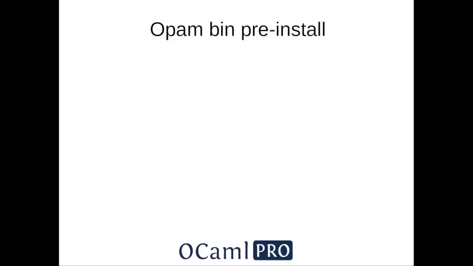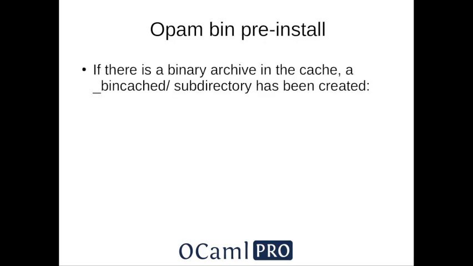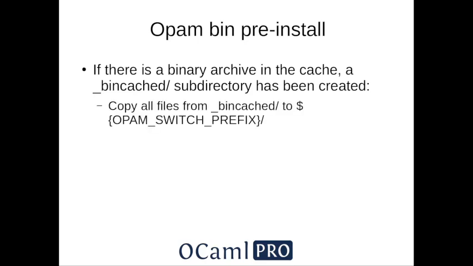Now that we have built the package, we are going to check in the pre-install step if there is a bin cached subdirectory. If it is the case, it means that we have found a binary archive in the cache for that package. So we just need to copy all the files from the bin cached subdirectory to the OPAM switch prefix directory.